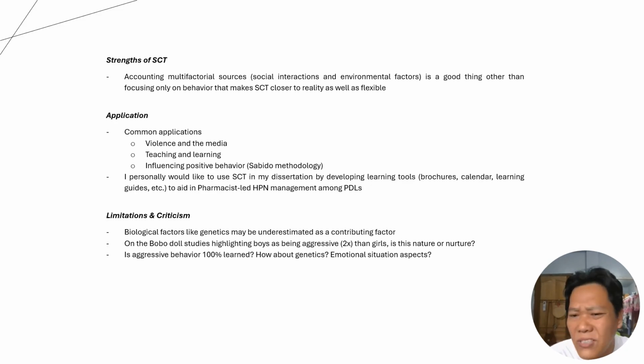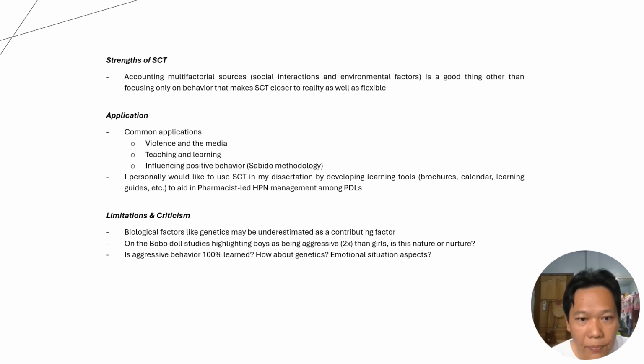So, what are the strengths of SCT? It accounts for multifactorial sources, social interactions, and environmental factors, which are vital, no? As we showed in the previous slide, they count in order for a person to learn. So this is a good thing, other than focusing only on behavior, that makes SCT closer to the real world and situation, as well as being flexible. So it's a good model for learning.